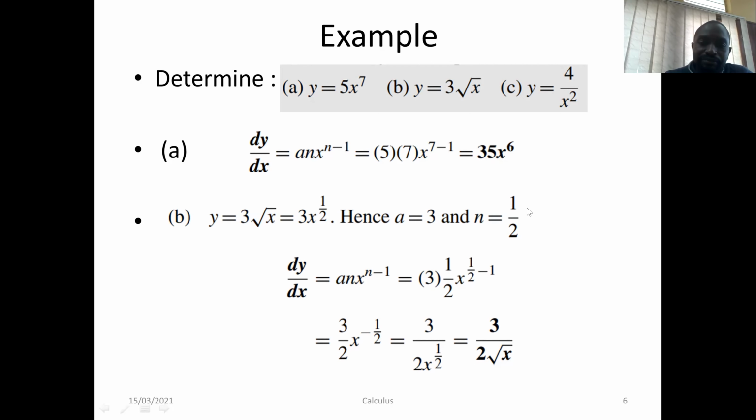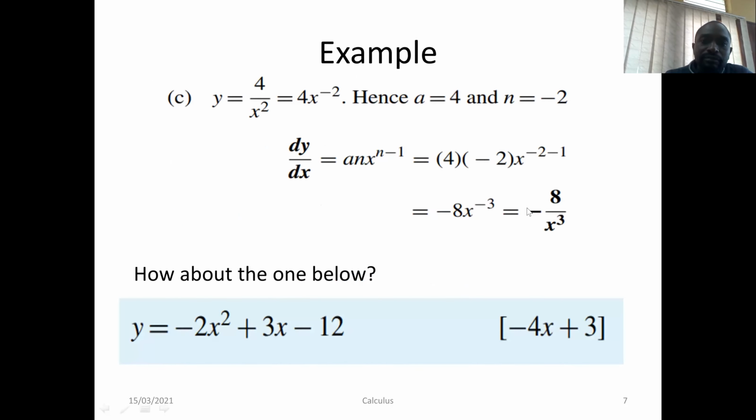In this example, y equals 4 over x squared can be written as 4x to the power minus 2, where the denominator x squared changes to x to the power minus 2 when it is multiplied by 4. And in this case, the power then changes to minus 2, while the coefficient 4 remains, which is a equals 4.